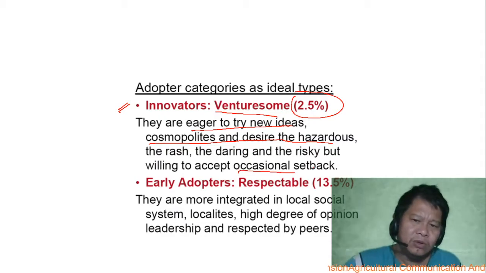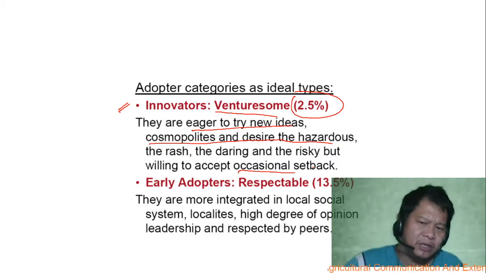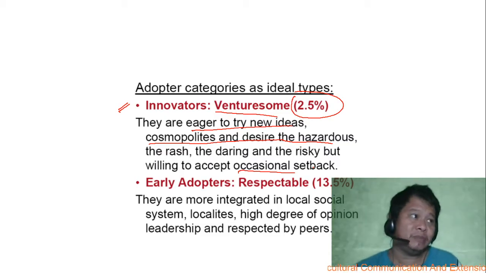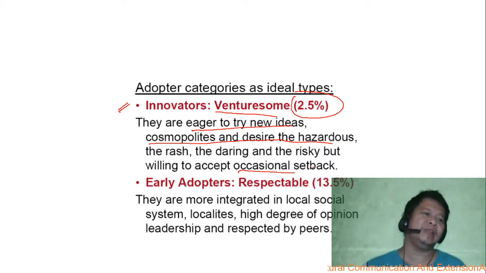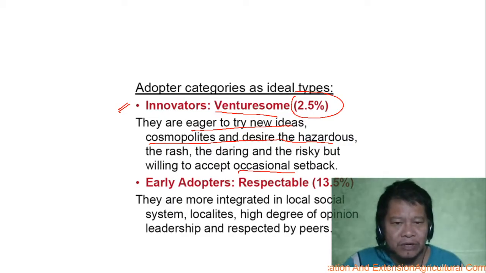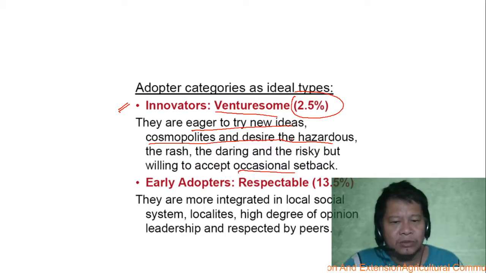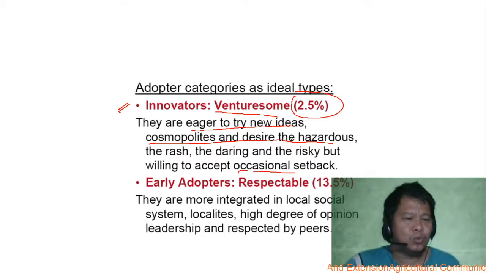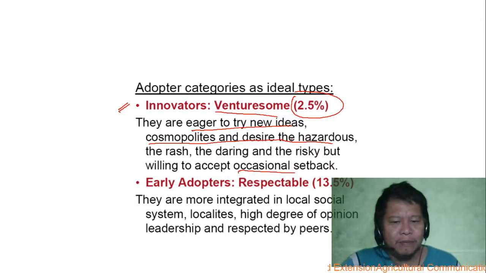O kayo, ikaw, do you desire the hazardous, or mean to say, are you a risk taker? Are you willing to accept occasional setbacks? Pwede ba ka, okay ba ka mo accept og mga failure? So we should accept failure because that is the benchmark of our pagbangon from failure. Okay, so they are venturesome, they are risk takers, they are willing to accept occasional setbacks. Murag musugal gid sila, no? So these are innovators, the first category.